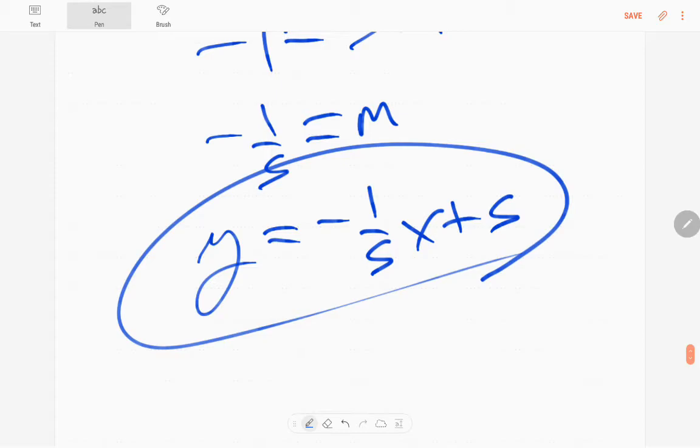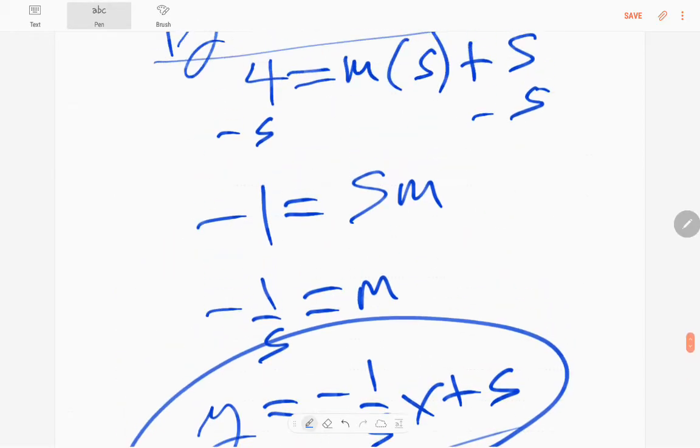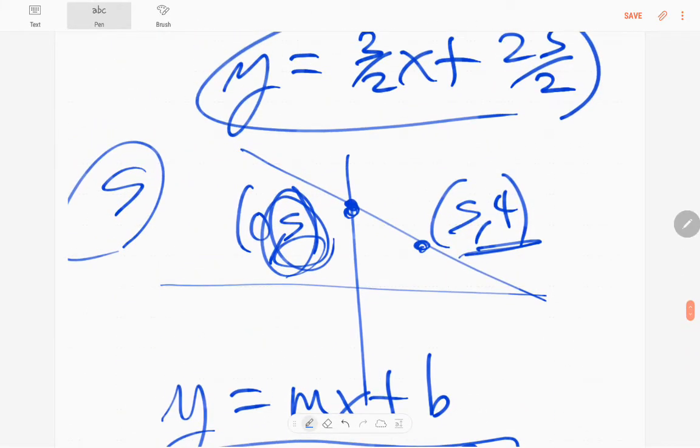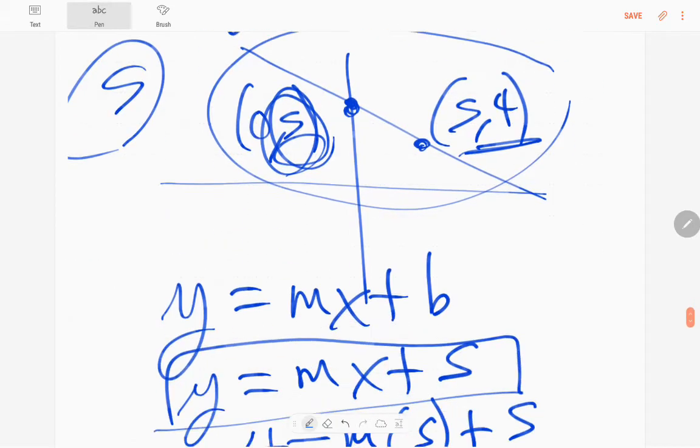That's just one way to do it. Could you do it other ways? Certainly. So don't think that you have to do it my way. As long as you do it a correct way, it's fine. Another way is just find the slope from the 2 points, and then you have a point and the slope, and then you can plug that into point-slope form.